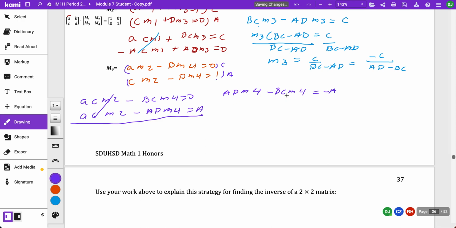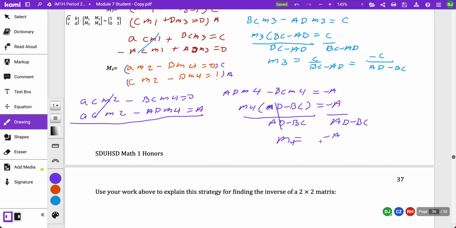So then from here, they both have an M4. So if we factor that out, M4 times the quantity of AD minus BC is equal to negative A. And then we divide all of this by AD minus BC. And then we're left with M4 equals negative A all over AD minus BC. Wow, guys, that was a lot.